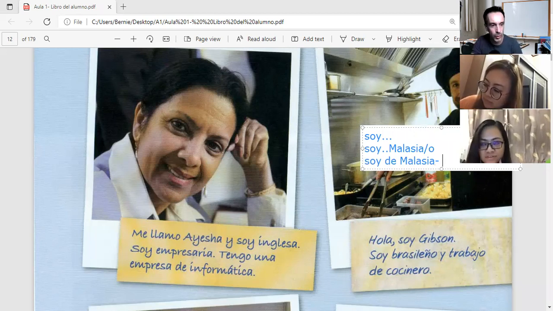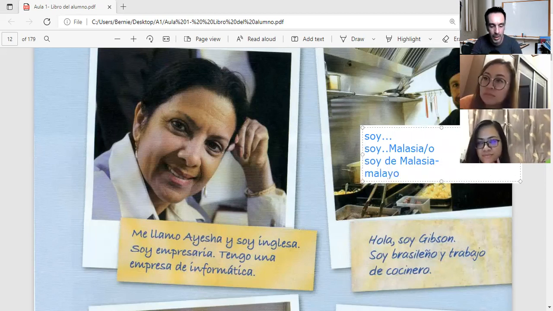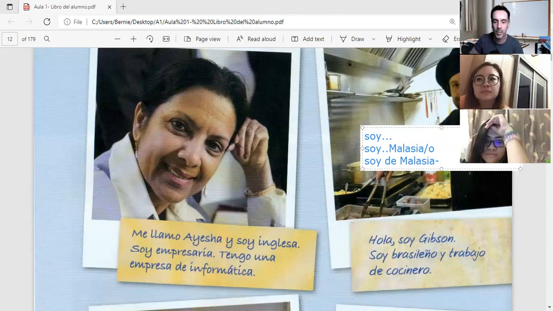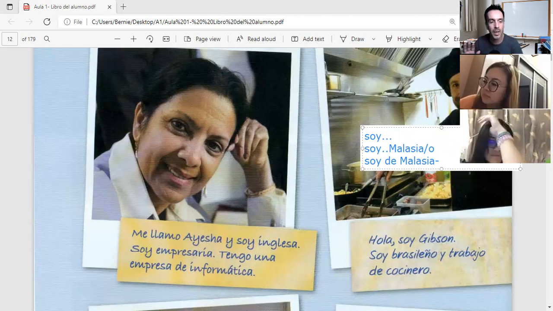Last time I had a student also, he was saying "soy Malayo," but if you say Malayo, it's Malay. So I explained that the nationality is Malasia. So we identify people by nationality. So "soy de Malasia" or "soy Malasia." Punto, point, dot.